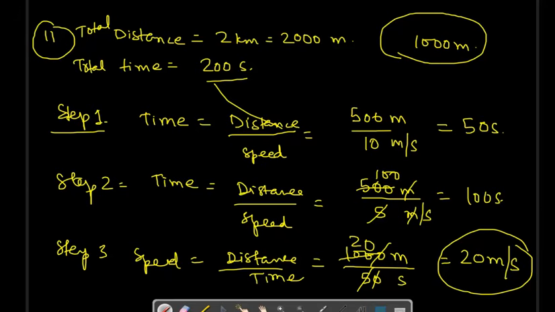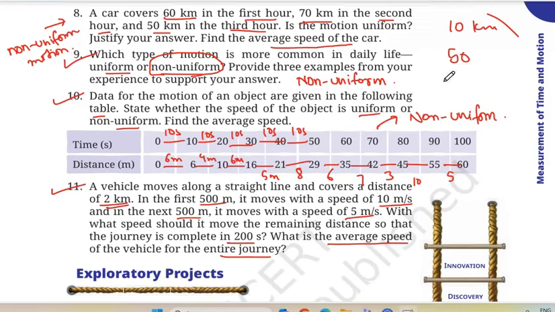I hope you all have understood the chapter and the numericals. So that's the end of the NCERT exercise.